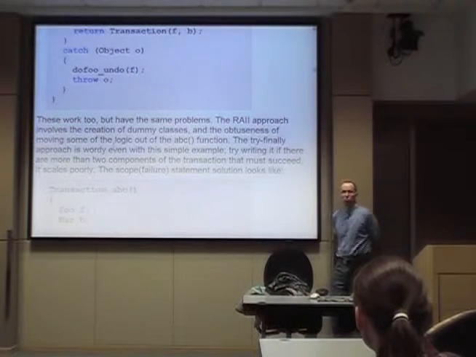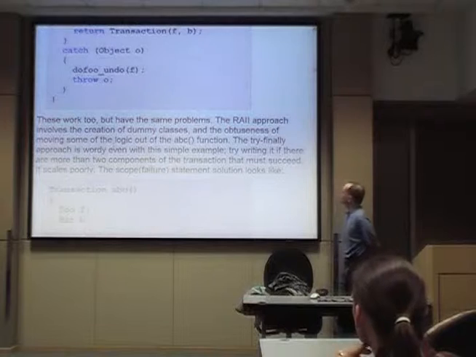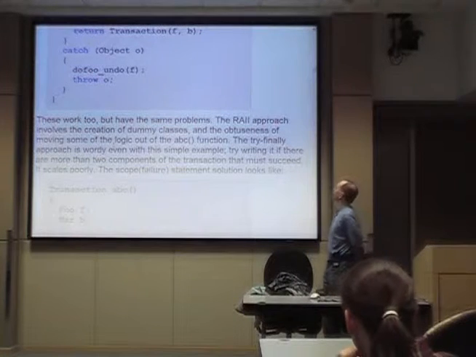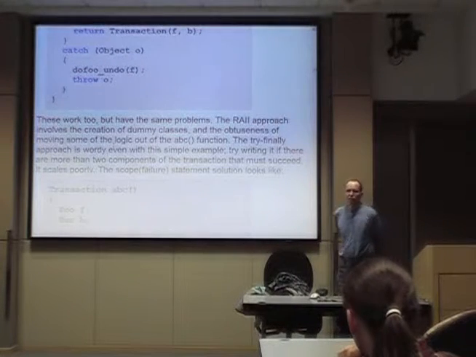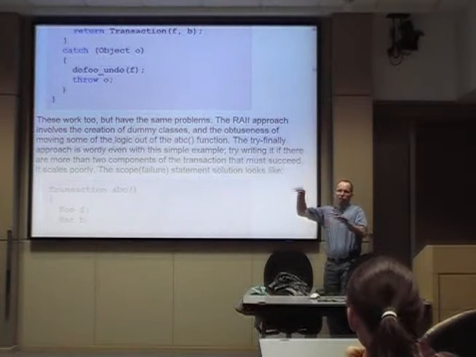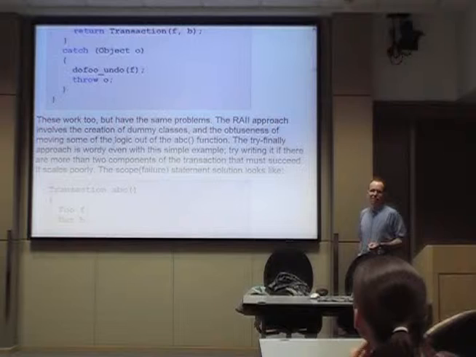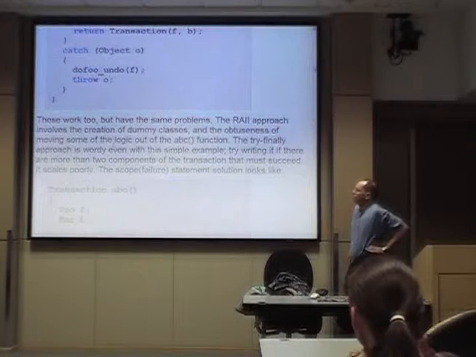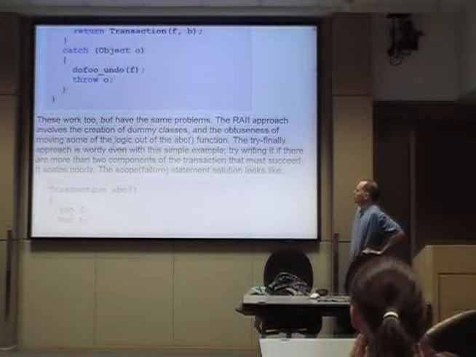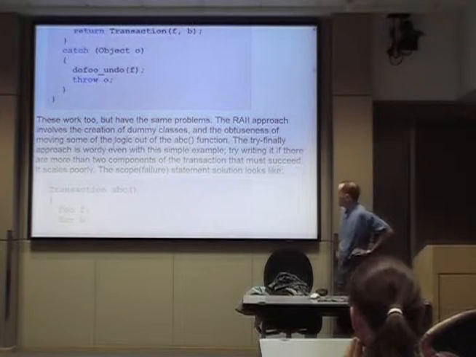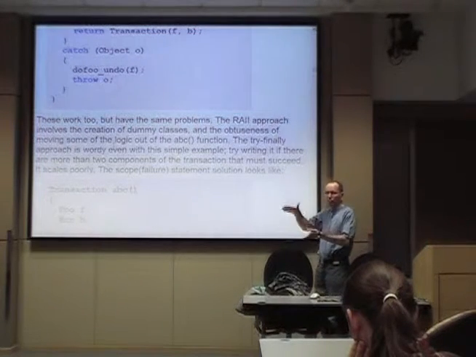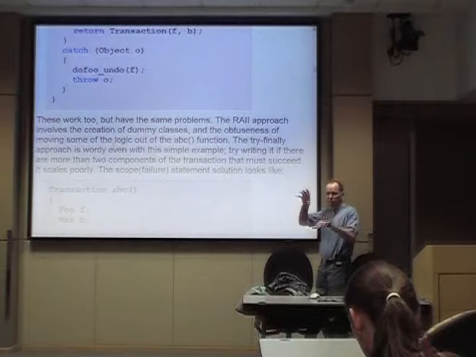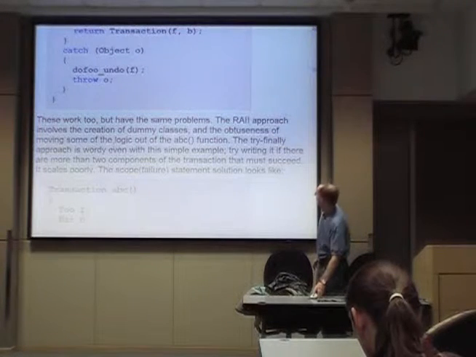Okay, both of these approaches work. It's an important thing to realize, but they all have problems. The RAII approach involves the creation of dummy classes, and you have to move some of the logic out of your function. So your logic gets spread out over your function and this dummy class that you created. The try-catch approach is wordy even with a simple example. Try writing it if there are more than 2 components of the transaction. It doesn't scale very well if you have multiple things that have to be unwound, or that all have to happen or be unwound.